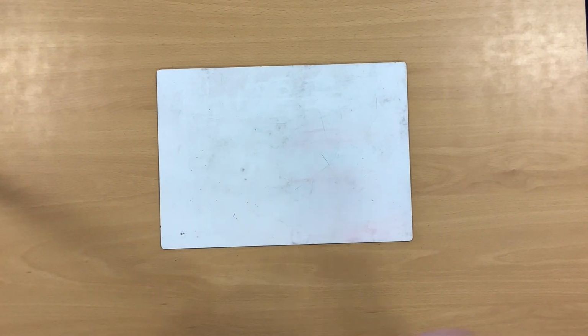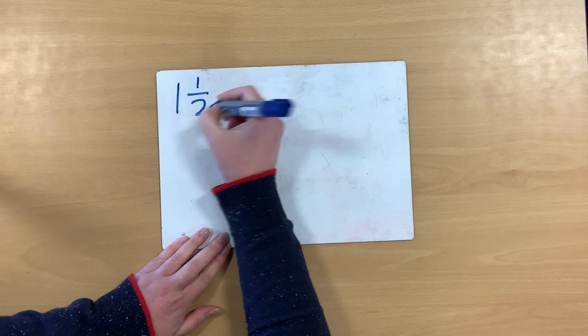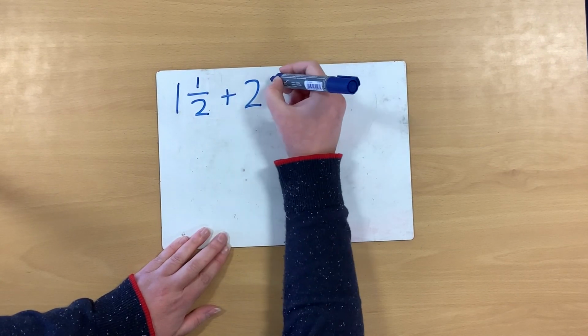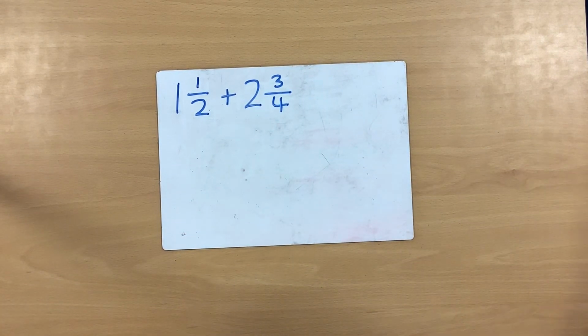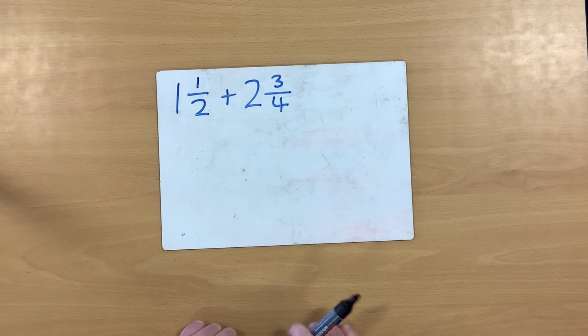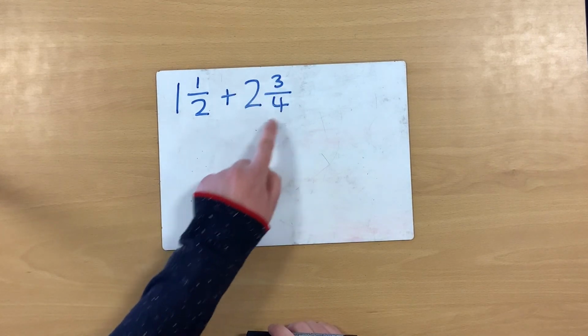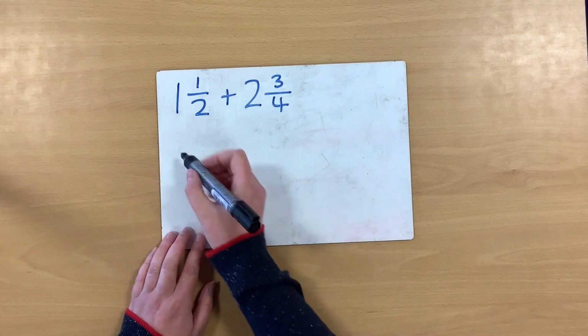So this time we're going to have a look at 1 1/2 add 2 3/4. Can you remember our first step? Our first step is to convert the fractions so that the denominators are the same by looking for the lowest common multiple. So I've got 2 and 4. My lowest common multiple is 4. So that means that this mixed number, 2 3/4, I don't need to convert. It's just my 1 1/2.